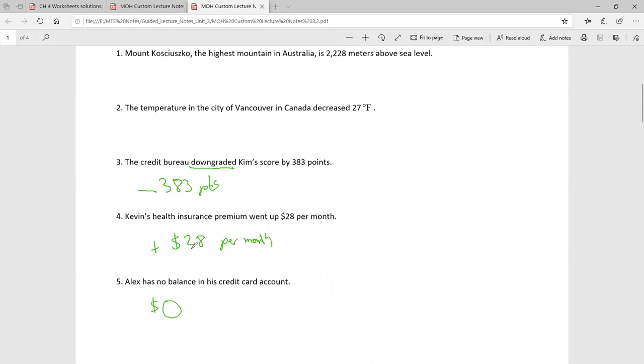All right. Nothing too crazy, just writing out signed numbers.